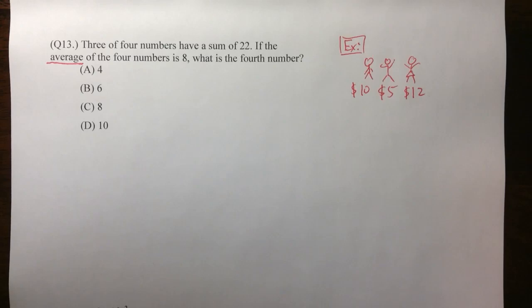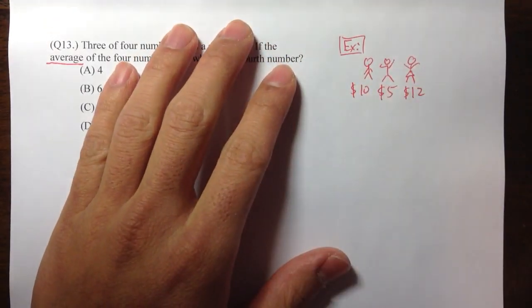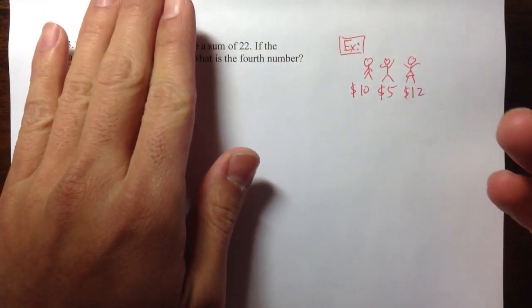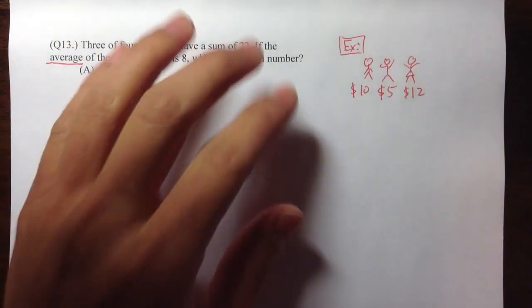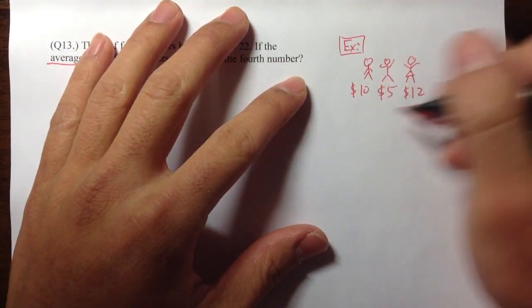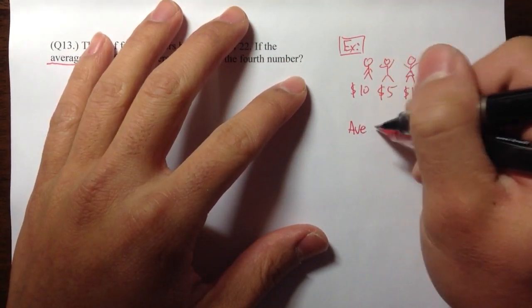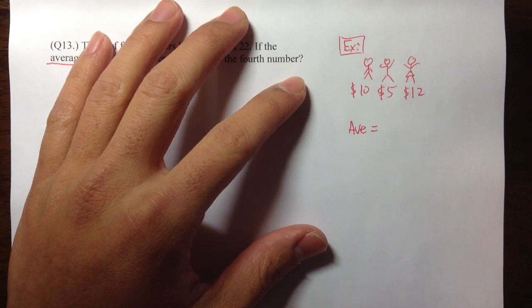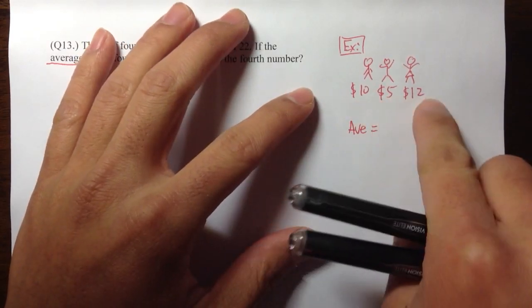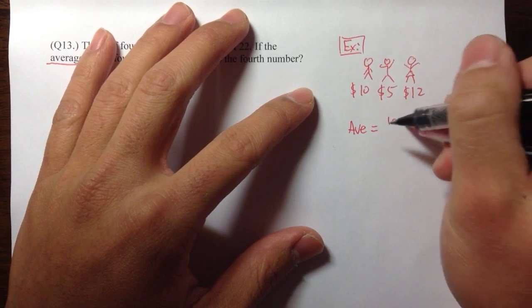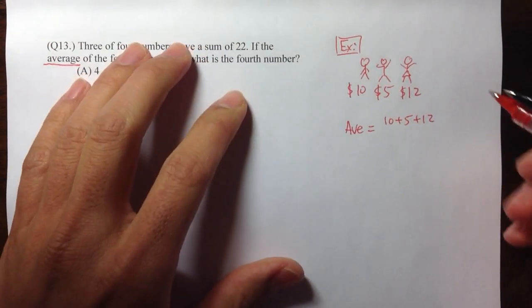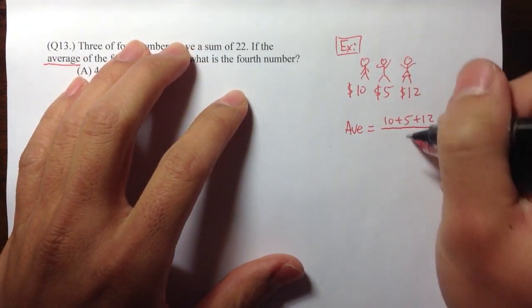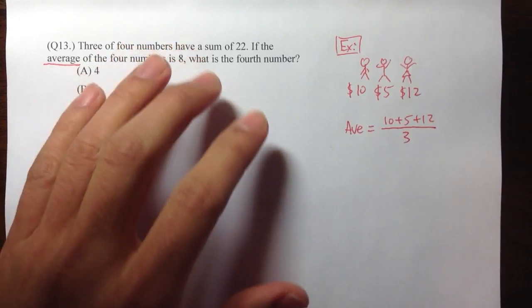And on average, how much money do they have? What's the average of money that they have for each person? To calculate the average of these 3 numbers, let me run through the procedure. What we're going to do is add the top first, which is 10 plus 5 plus 12, and then we're going to divide by 3. So let me just write it down like that first.